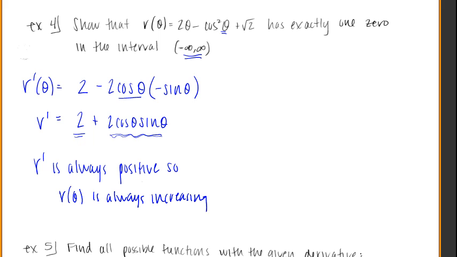So that's a good sign over the whole entire interval. So over -infinity to +infinity, that's what we just found. No matter what, it's always going to be increasing.